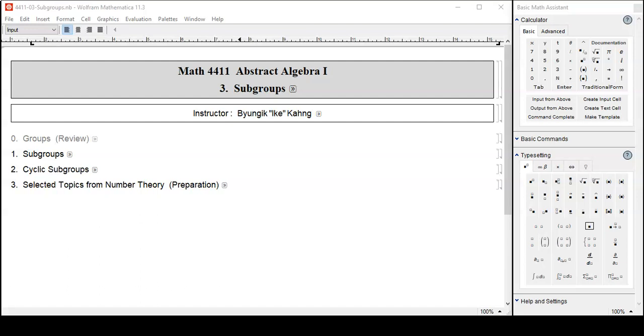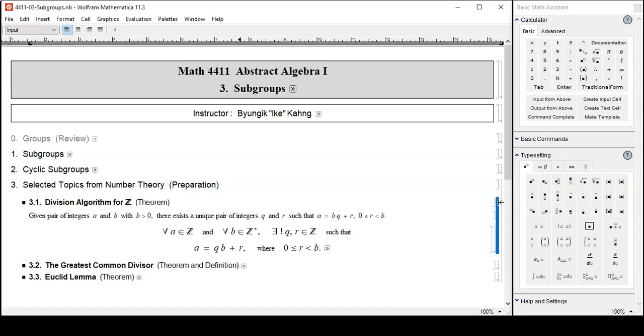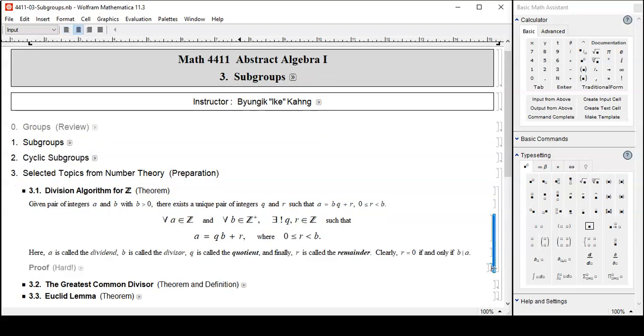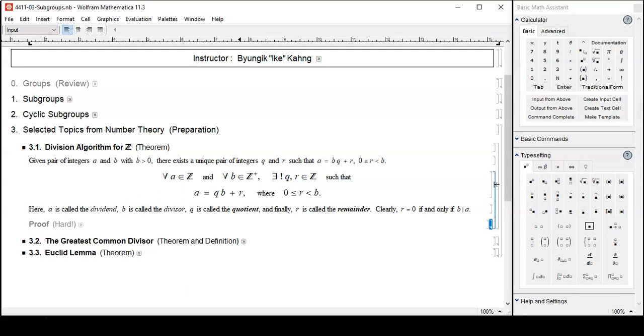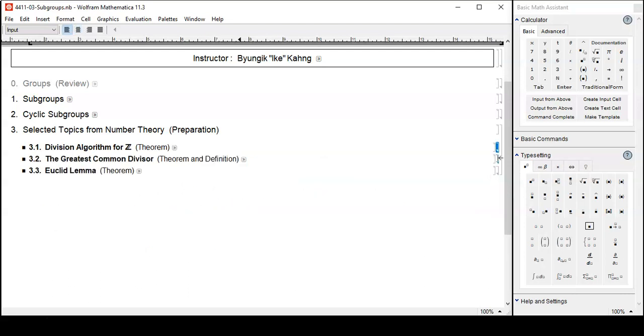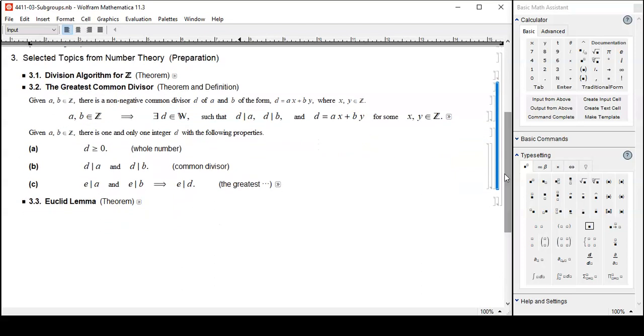Welcome back, students. Let's resume our discussion in section 3, selected topics from number theory. Previously, we studied the division algorithm and its proof. It was long and difficult, but we went through it. Now let's go to the next topic, the greatest common divisor.